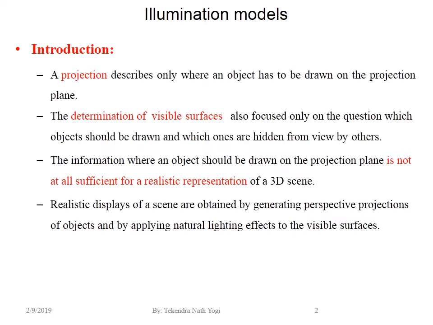Illumination model introduction. We will study the introduction part. A projection describes only where an object has to be drawn on the projection plane. The determination of visible surfaces also focused only on the question of which object should be drawn and which ones are hidden from view by others. The information about where an object should be drawn on the projection plane is not at all sufficient for a realistic representation of a 3D scene. Realistic displays of a scene are obtained by generating prescribed projections of objects and by applying natural lighting effects to the visible surfaces.